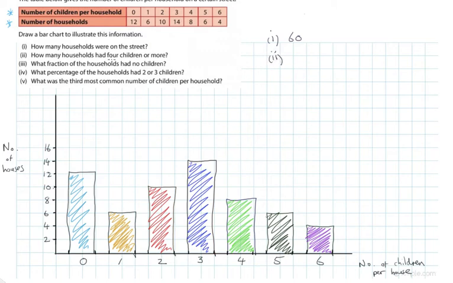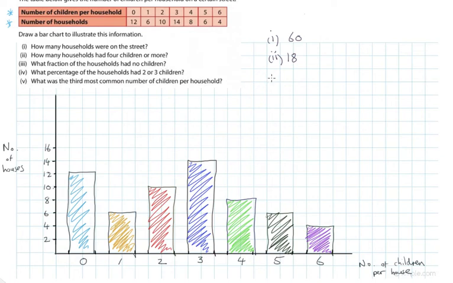Number 2, how many households had 4 children or more? 4 children or more, so we're adding up these 3. So 6 and 4 is 10, plus 8 is 18. So 18 households had 4 or more children. What fraction of the households had no children?